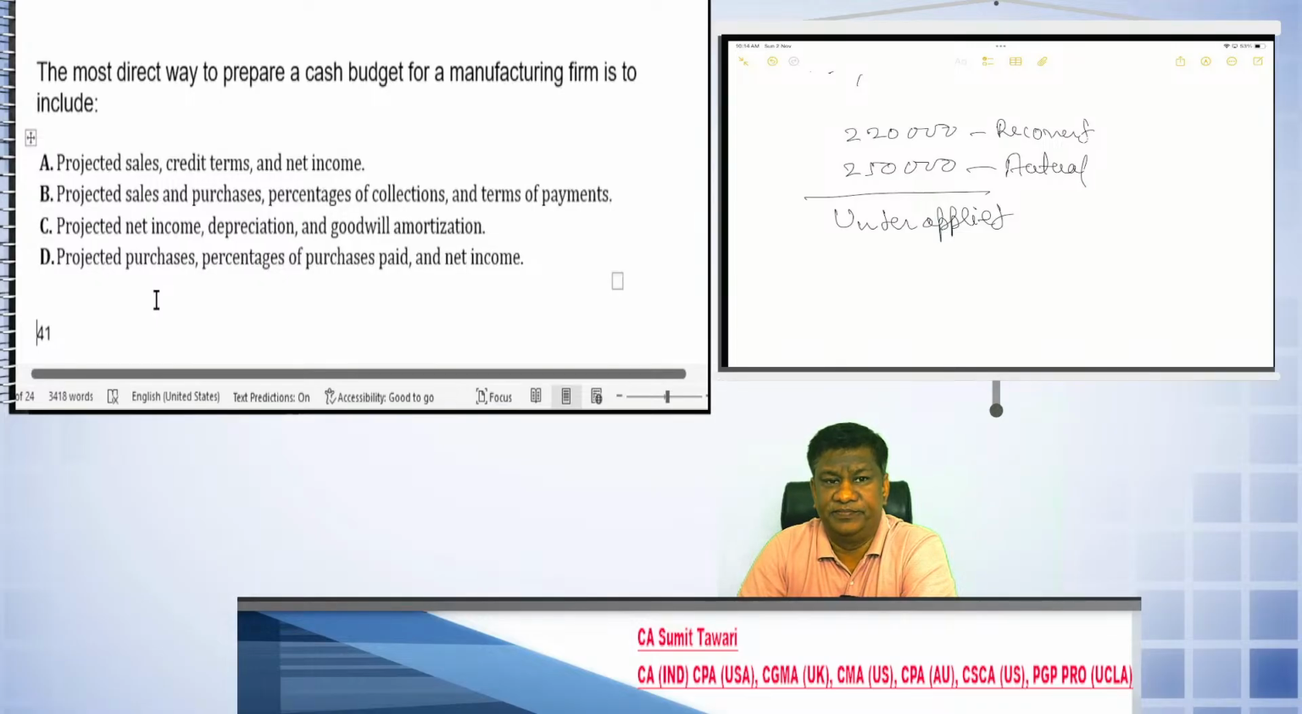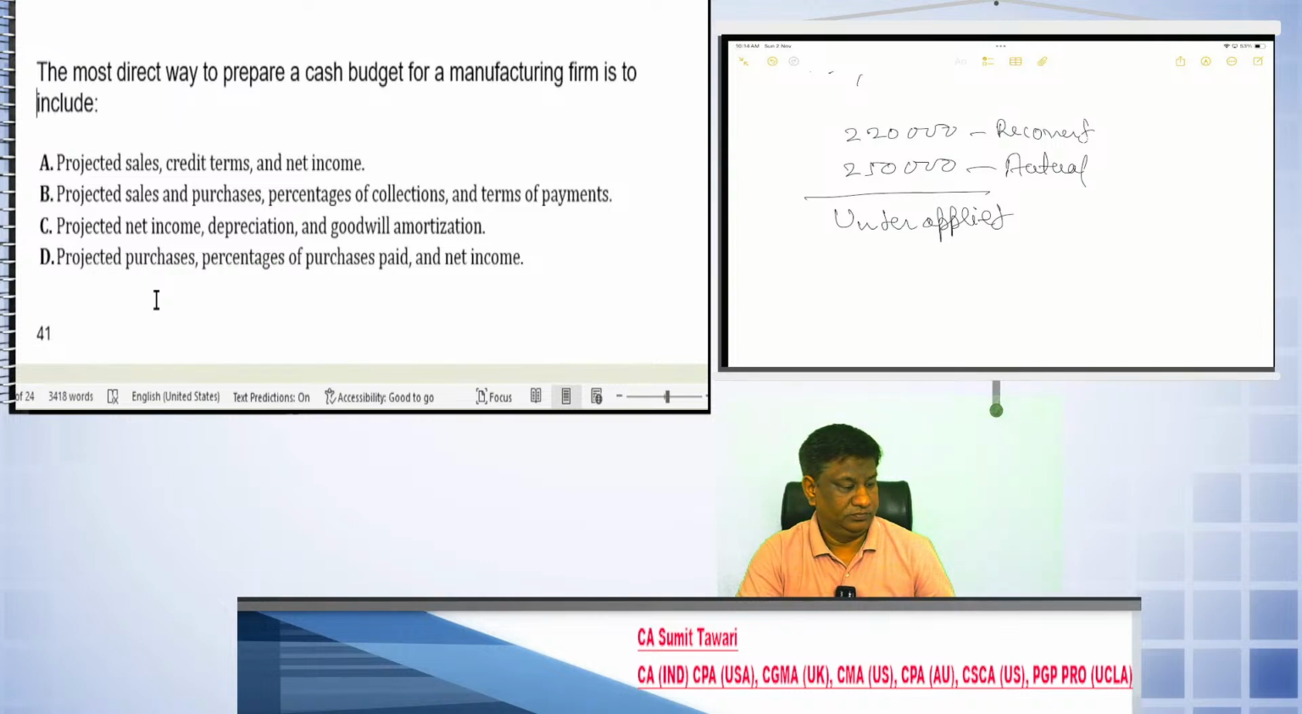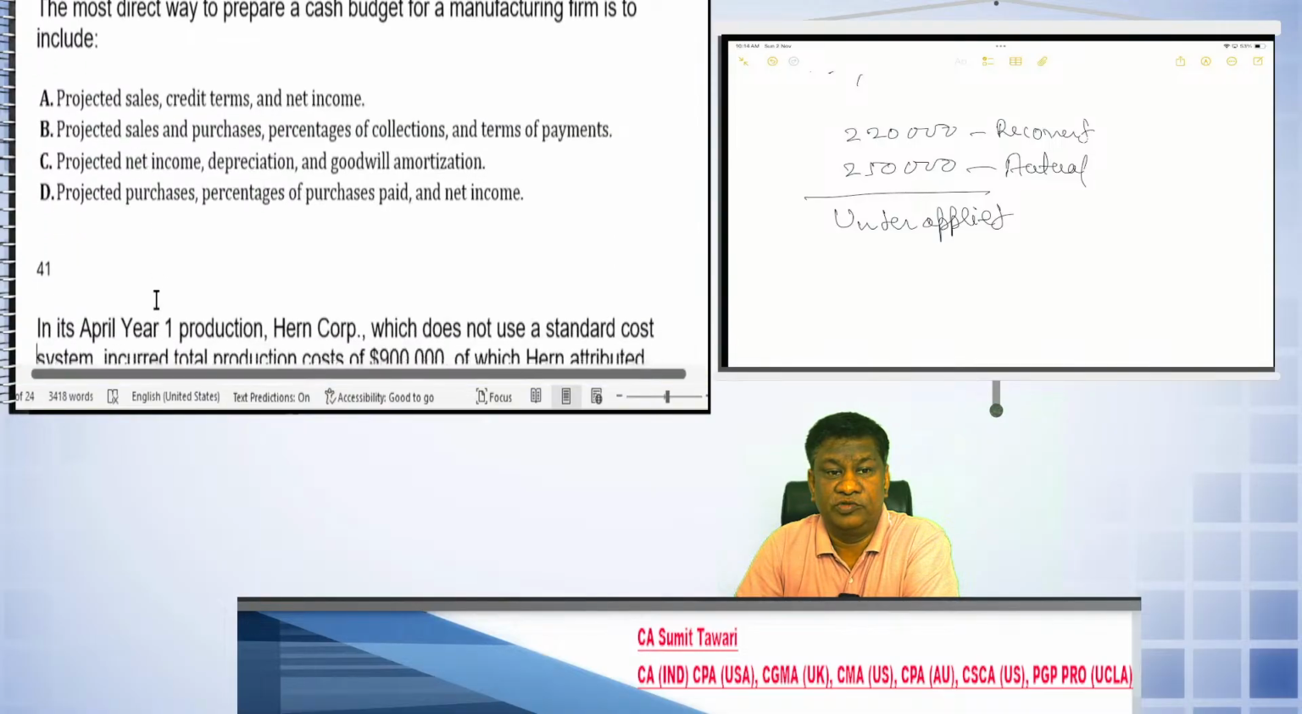Question number 40. Second one, B. Projected sales and purchase percentage in terms of payment. Question number 41.